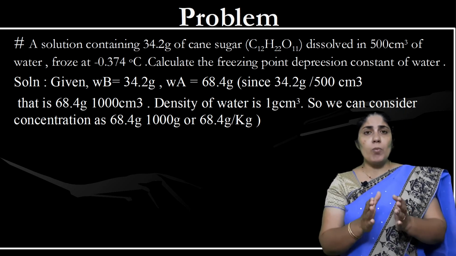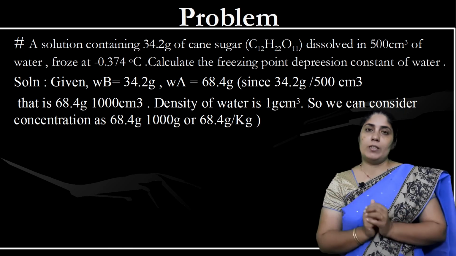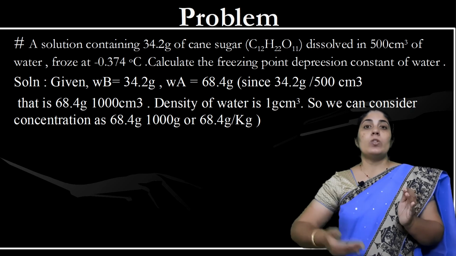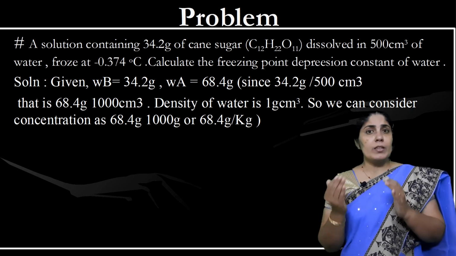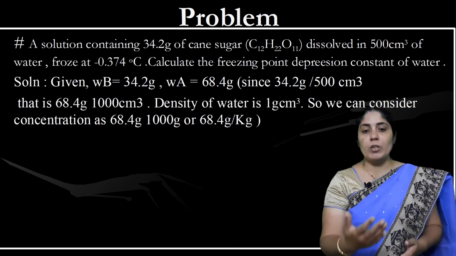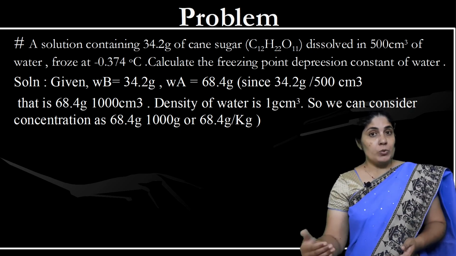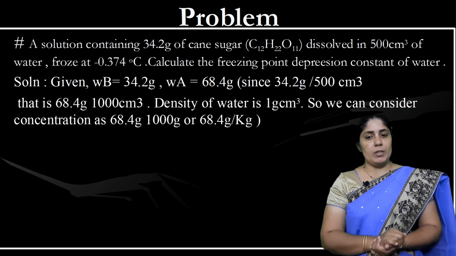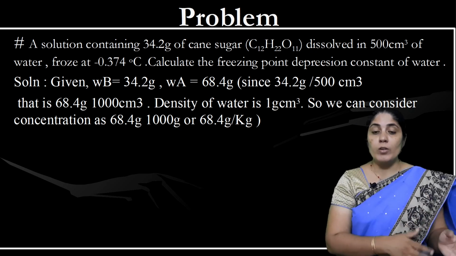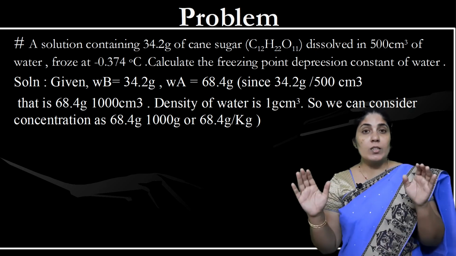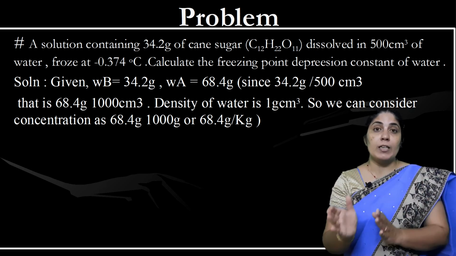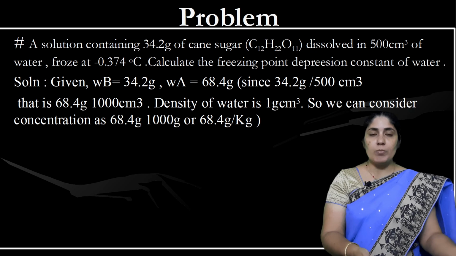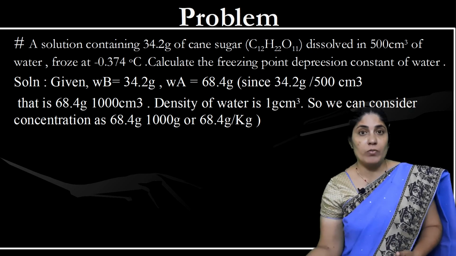You see that the 34.2 gram was dissolved in 500 cubic centimeter of the solvent. Now this 500 cubic centimeter, I made it into 1000 cubic centimeter. Then the amount dissolved also doubled. So 34.2 became double and it became 68.4 gram being dissolved in 1000 cubic centimeter. Now you already know that the density of water is 1 gram per cubic centimeter. So this 1000 cubic centimeter of water can be considered equivalent to 1000 grams. So the amount of solute dissolved is 68.4 gram in 1000 gram of this solvent.